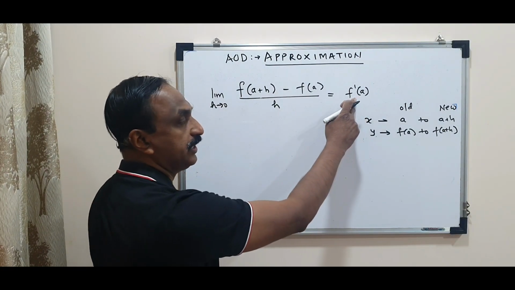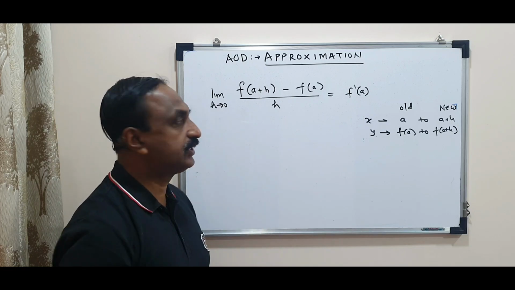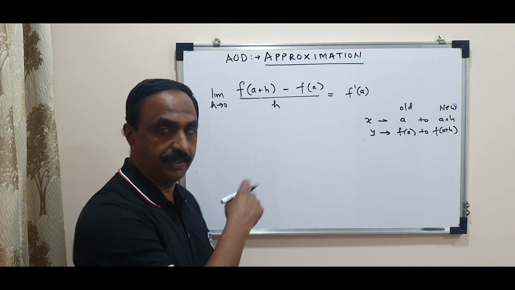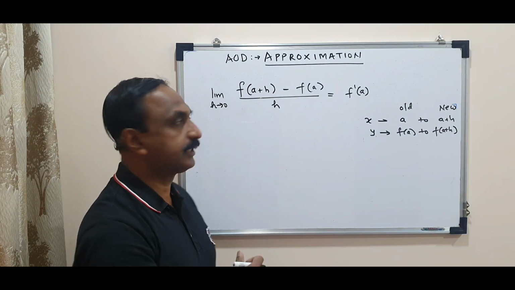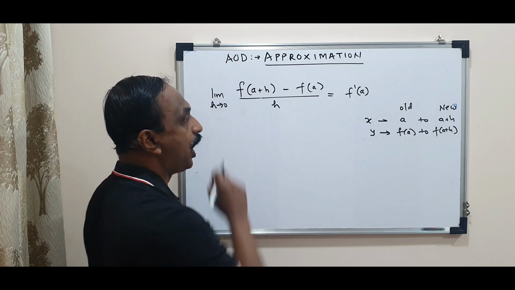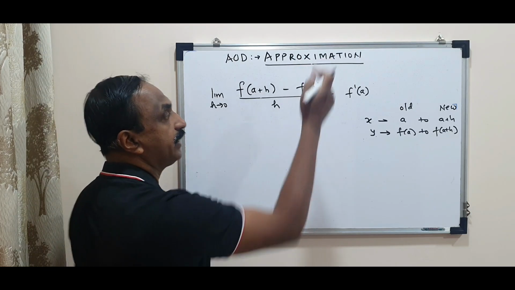And the ratio of change is known as derivative when the change in x tends to 0. That is the basic definition of derivative. Now from here we derive dy by dx, etc. All the derivative formulas are derived from this definition. So how will we apply this for calculating the approximation?